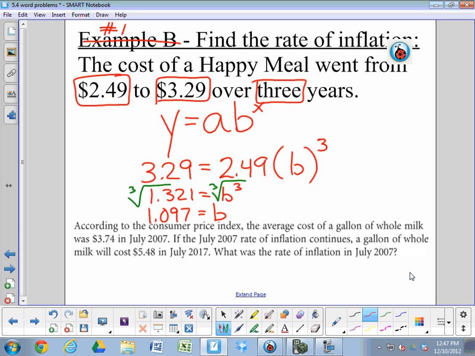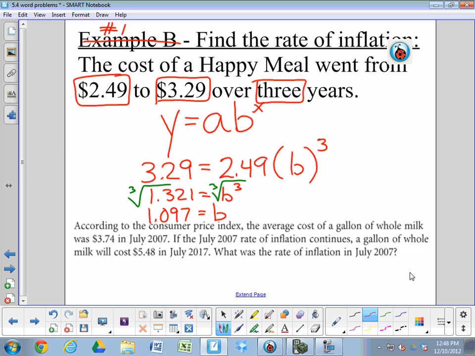Now we're almost done. That's what's called the growth factor. That's different than the growth rate. The growth factor is what you actually multiply the dollar amounts by to get next year's amount, and next year's amount, and next year's amount. That has the growth rate, which is a percentage, built into it.